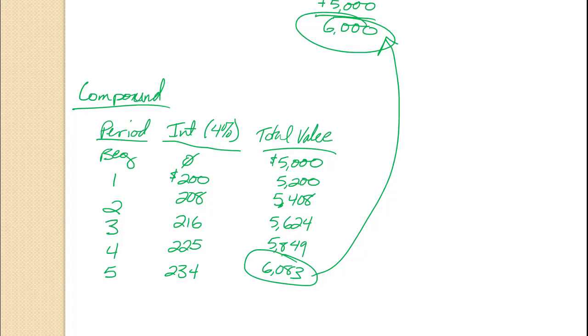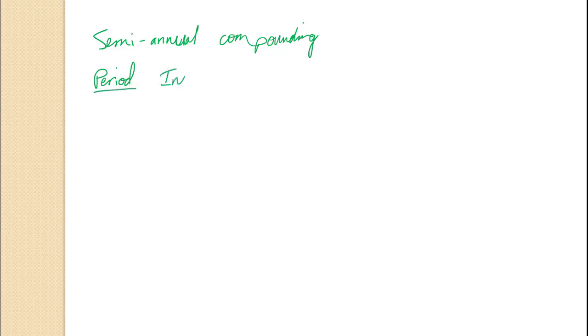What if the bank pays us our interest every 6 months instead of just once a year? So this is semi-annual compounding. And we're going to set it up the same way. We'll do the period, we'll do the interest, and then we'll do the balance. And in this case, same amount to begin with. Now they're paying interest every 6 months.